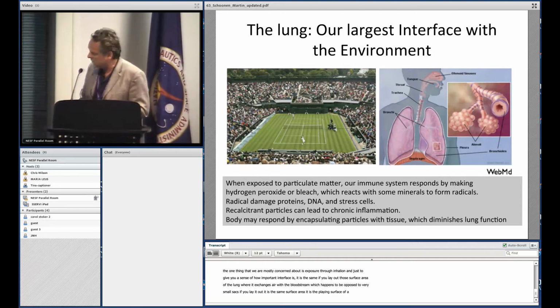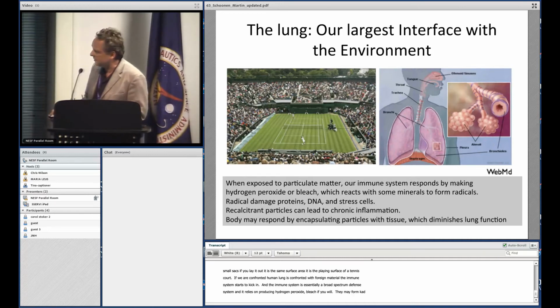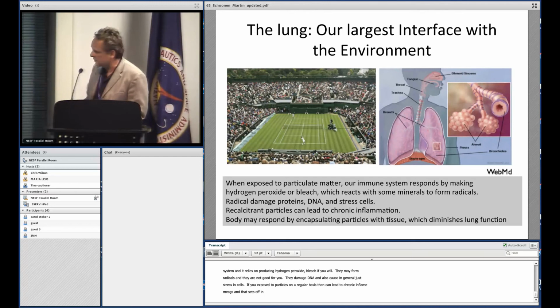Now, if the human lung is confronted with foreign material, the immune system starts to kick in. And the immune system is essentially a broad spectrum defense system, and it relies on producing hydrogen peroxide, or bleach, if you will, and that then starts to react. If this foreign material happens to be minerals, it may react with these minerals and actually form radicals, and radicals are not good for you. They damage proteins, DNA, and also cause, in general, just stress in cells. And so if you are exposed to particles on a regular basis, then this can lead to chronic inflammation. That sets you off on a path of diminished health. It can actually lead to lung cancer, and asbestosis is another kind of disease in that category.